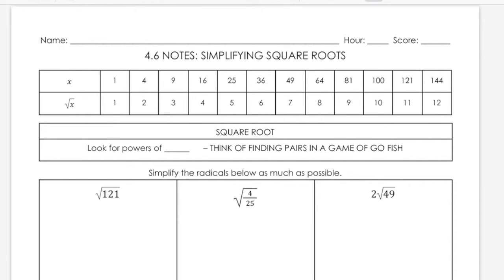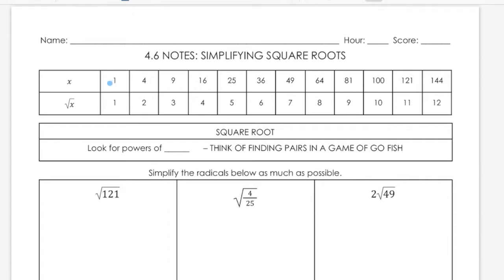Welcome to the Simplifying Square Roots Notes video. We're going to be talking about how to simplify square roots that are perfect square roots and that aren't perfect square roots. So up here at the top, you will realize that I have already listed some of them for you.